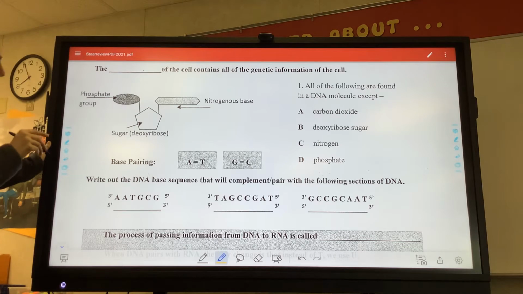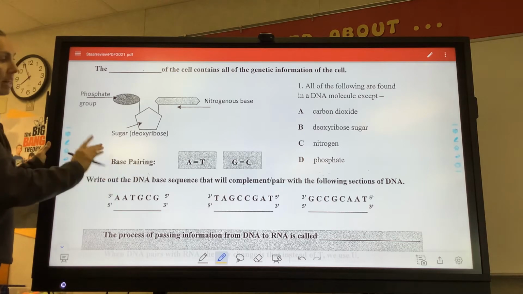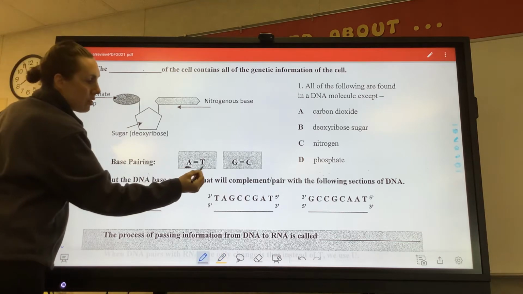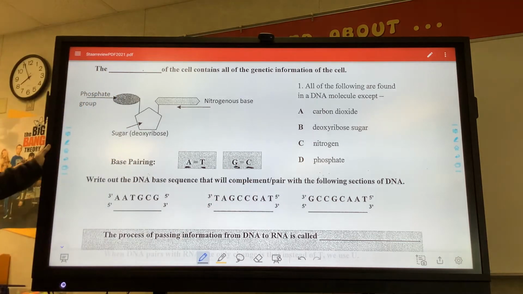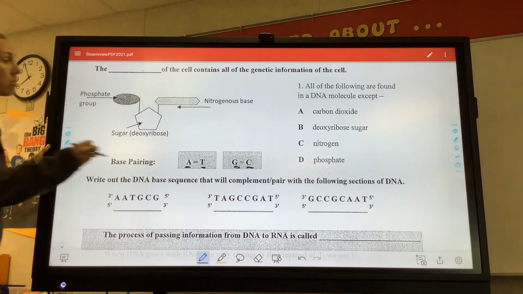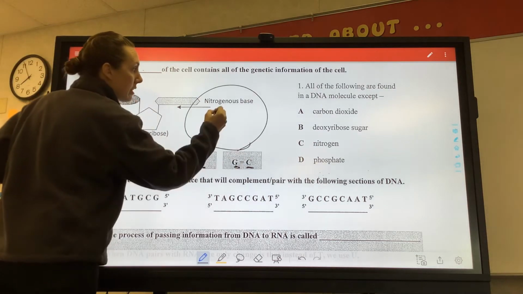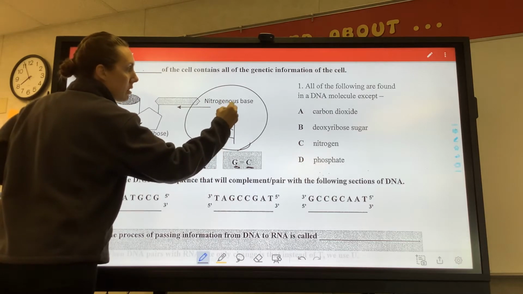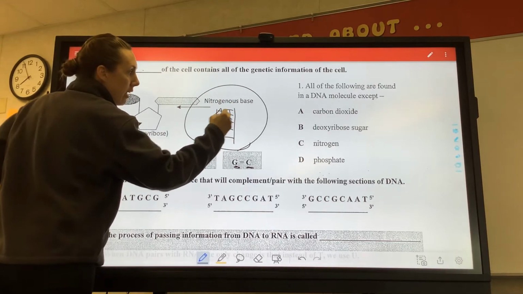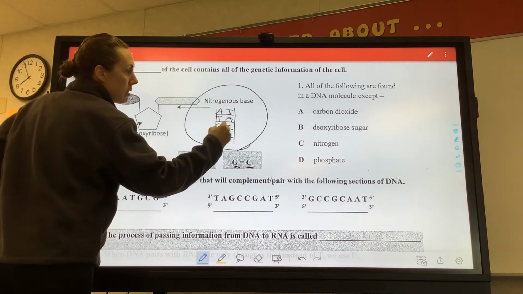Okay, so this is how they base pair in DNA. Apples in the tree, cars in the garage, okay? And this is just when it's in the nucleus, okay? So remember, when we're in the nucleus and we have DNA, A bonds to T, T bonds to A. G bonds to C, C bonds to G.